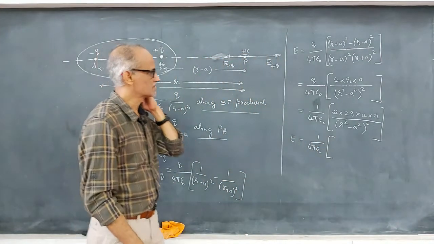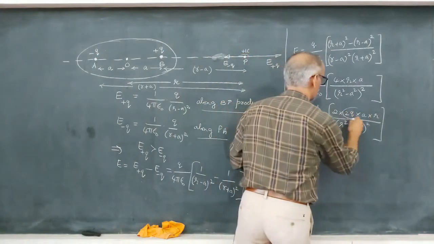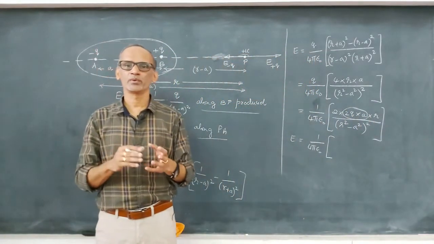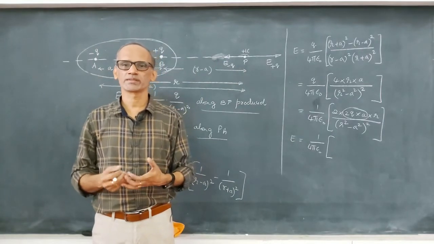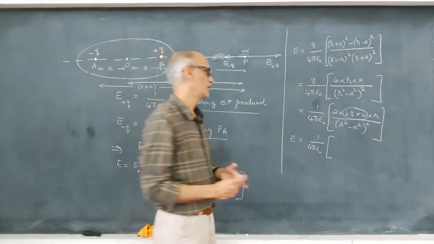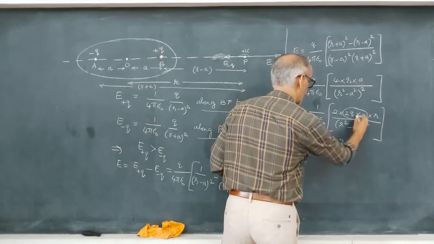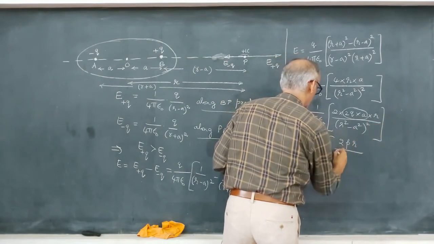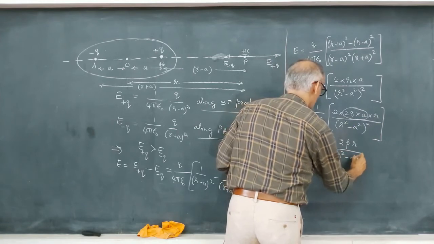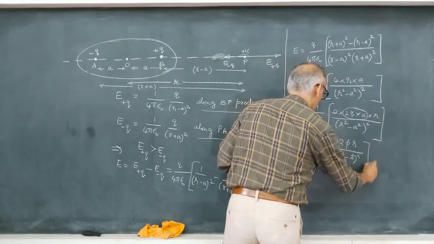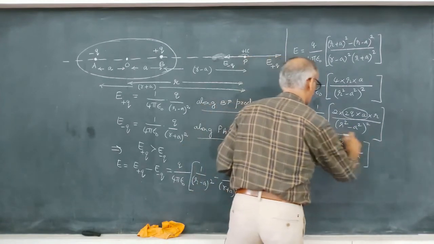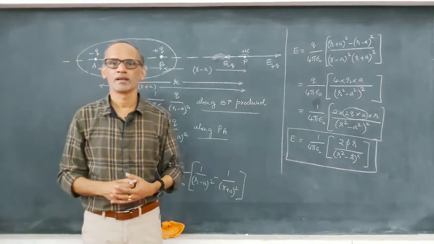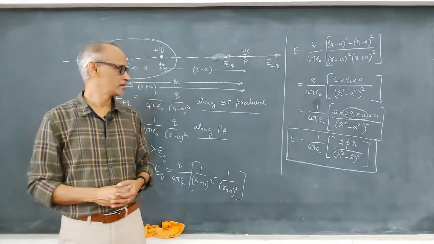So if you refer this term 2q into A or q into 2A, what is q into 2A? It is nothing but dipole moment. So we can write this as 2p r by r square minus A square the whole square. So that's the final expression for electric field at a point on the axis of an electric dipole.